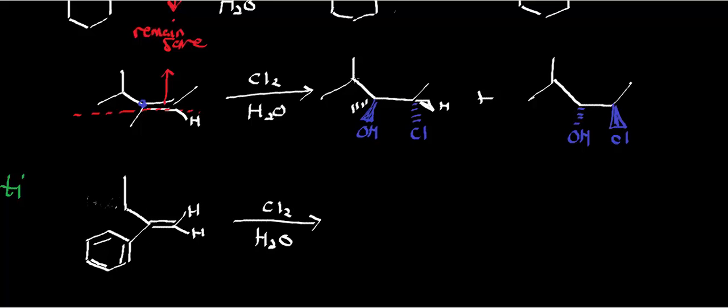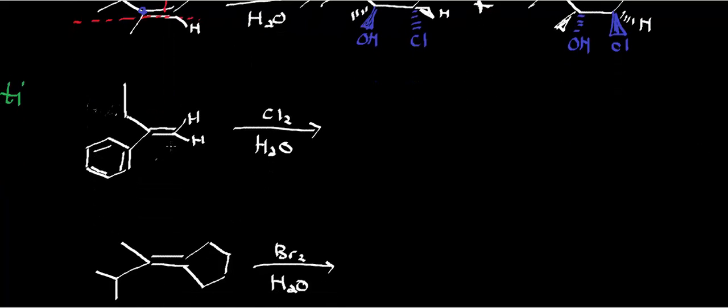Then I'm going to fill in the remainder. The methyl group here was on a dash, now I have to draw it on a wedge. And then the hydrogen here was on a wedge, now I have to draw it on a dash. Okay, hopefully this repetition in these videos is helping. You understand this. Here I'm going to do this reaction.